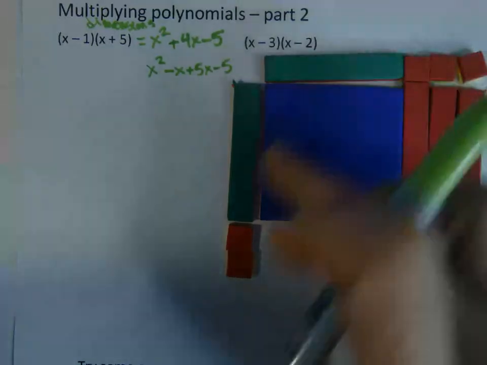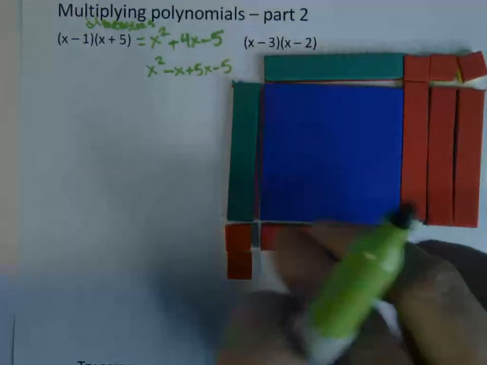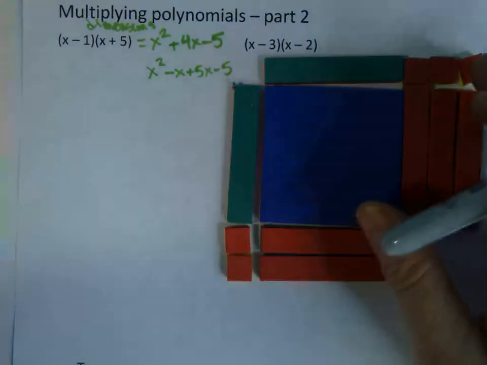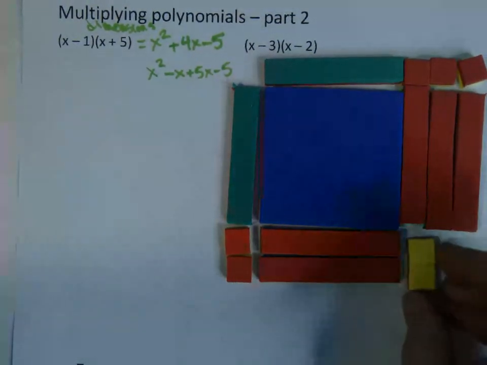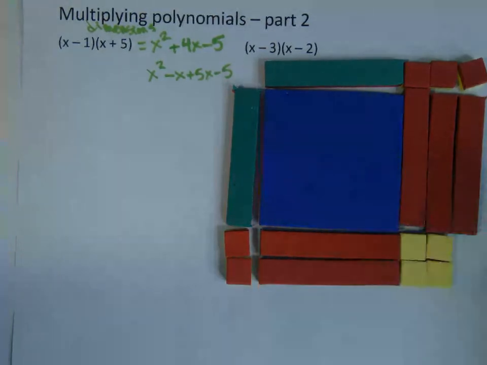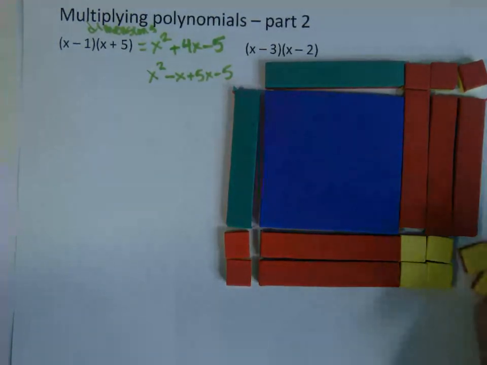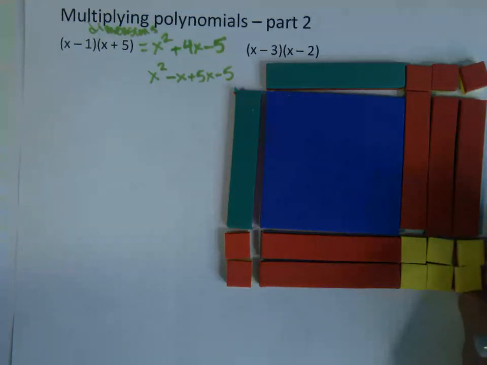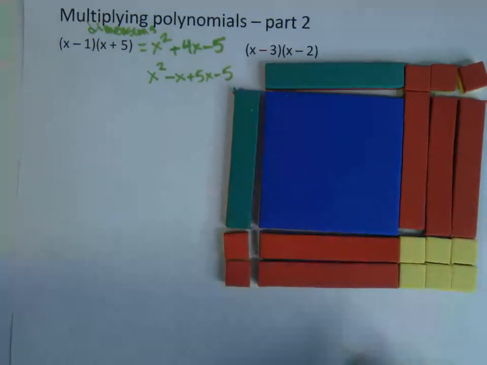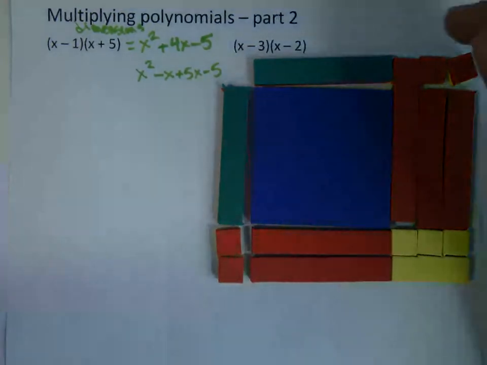And then I want something that's x by negative 2. So that'll be negative 2x. And then I want something that's negative 2 by negative 3. Negative 2 by negative 3 is positive 6. So you may want to go back and watch that video on multiplying using open rectangles to see where some of these are coming from, or partial products.